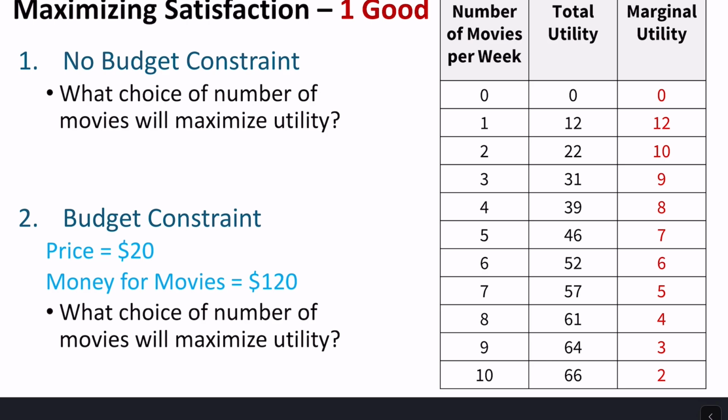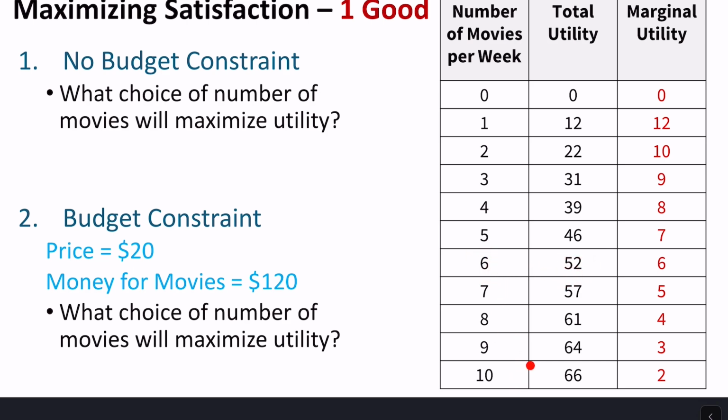Well, you still want to get as many as you can, but now you're limited. You can only afford 5 movies. So you can only get up to a utility level of 46 by consuming five movies. You'd want to get more. You'd want to buy more movies. You just can't afford them.